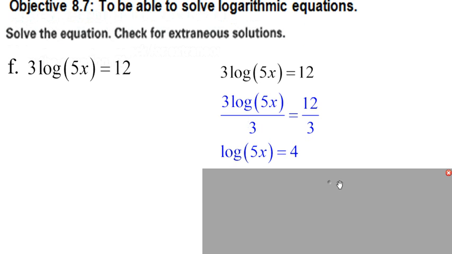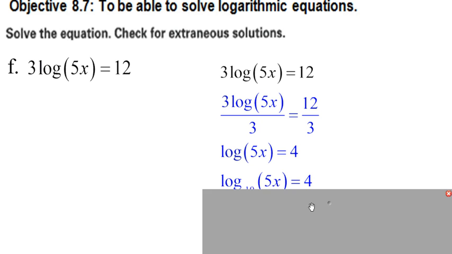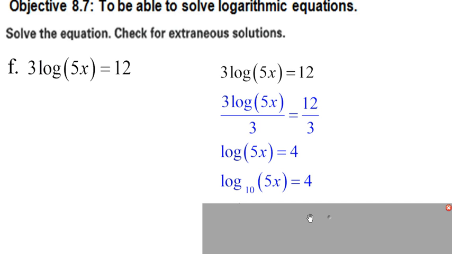Now, we have to get x alone, and that's right here in our argument. So again, we want to think about what logarithmic means. Log means what exponent goes on the base. Well, what base are we working with here? None is written, so we have to remember when that happens, our base is 10. So you might want to write that in.